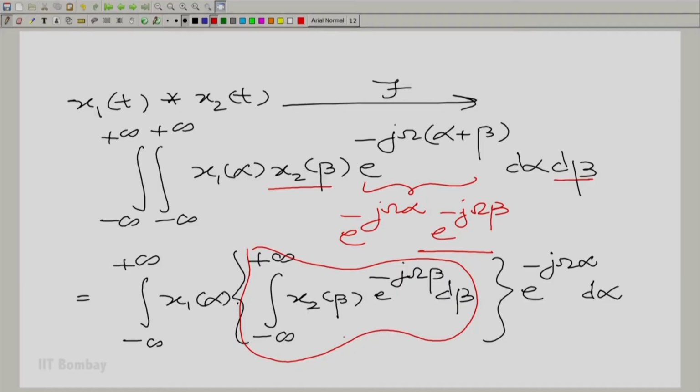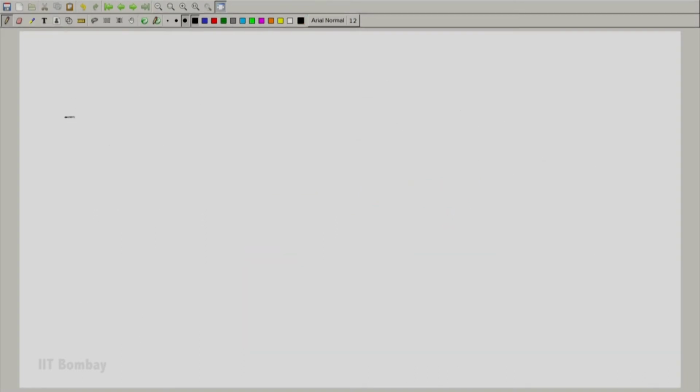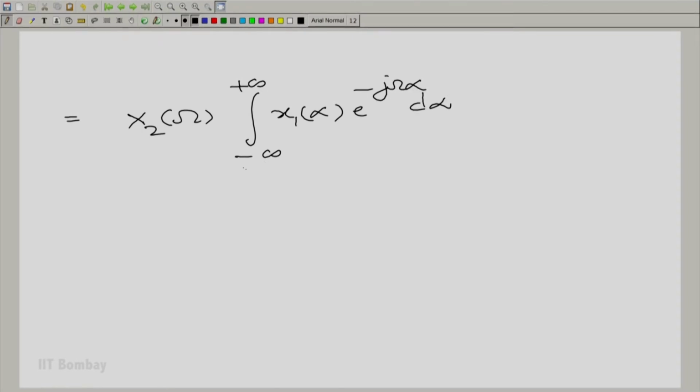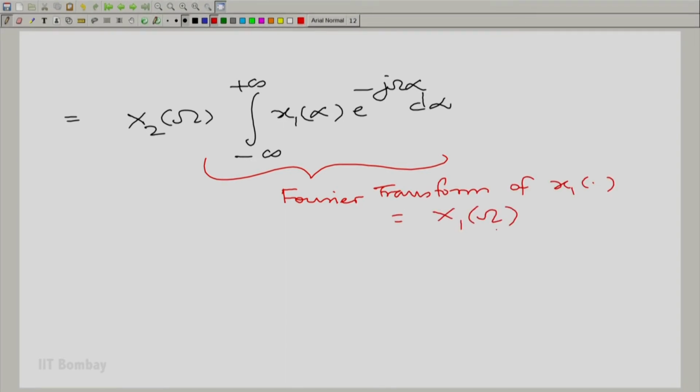So look at this expression here. This expression here is essentially the Fourier transform of x2, which we have called X2 of omega, and that is independent of alpha. So I can bring it outside the integral. So now we have capital X2 of omega times the integral from minus to plus infinity of x1 of alpha e raised to the power minus j omega alpha d alpha, and now this is as familiar to us as the previous expression. So this is essentially the Fourier transform of x1, which we have called capital X1 of omega.